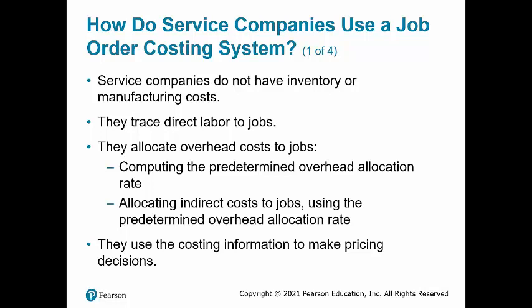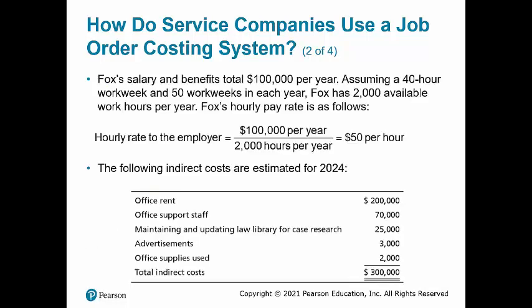The first step they would need to do is to trace their direct labor to their jobs and then allocate overhead costs to the jobs using a predetermined overhead allocation rate. So the overhead allocation rate will allocate their indirect costs to their jobs. After the companies determine the total cost for the jobs, they can use that information to help them make better pricing decisions. So for this learning objective, we are going to use a fictitious law firm, Walsh Associates.